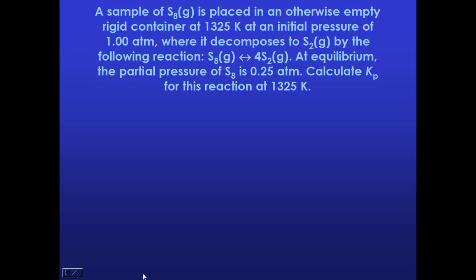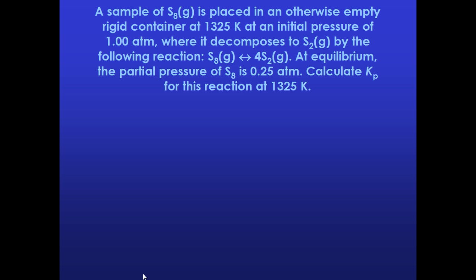Alright, so in this reaction we are looking at a sample of S8. This is one of the last two examples in section 16.3, and we are seeing what happens when it decomposes to S2. You're given the reaction S8 makes 4 S2s, and you're told what the initial pressure is, 1 atmosphere of S8, and the equilibrium partial pressure, 0.25 atmospheres.